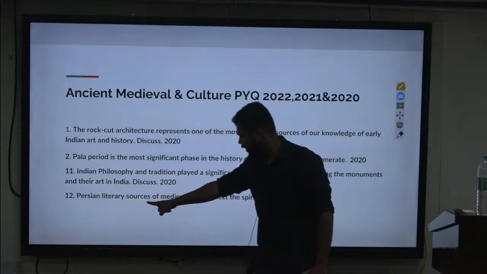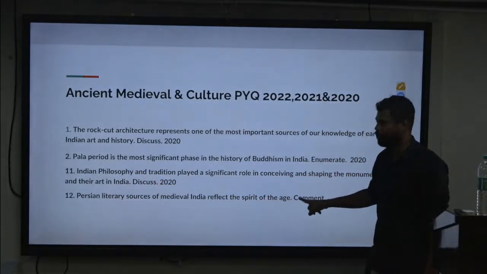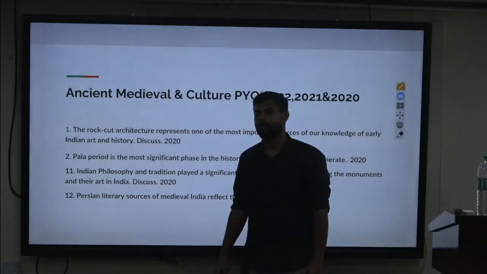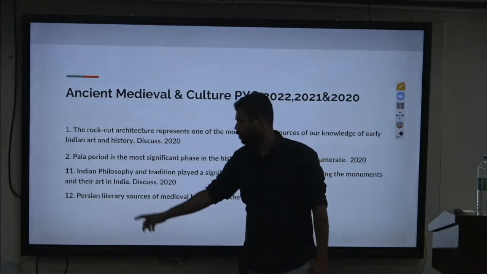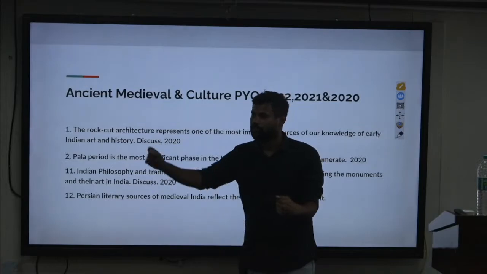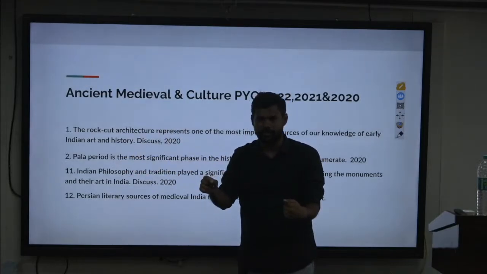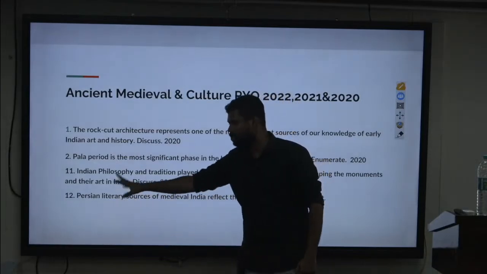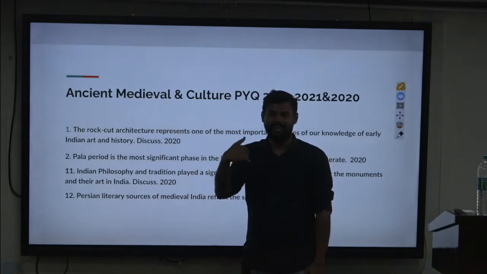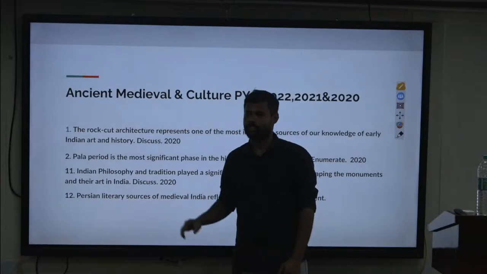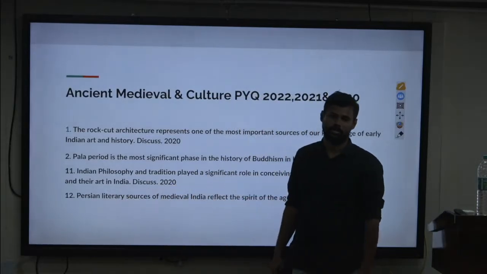Okay. Persian literary sources of medieval India reflect the spirit of the age. Why are they telling Persian only? Why are they not telling Arabic? Why are they not telling Urdu? Because from the 9th century till the 16th century, the official language was Persian. You take the Delhi Sultanates, you take the Mughals, the official language of theirs is Persian. So whatever literary sources came, whatever translations were done, were all from Persian. That's why they are asking about Persian literary sources.